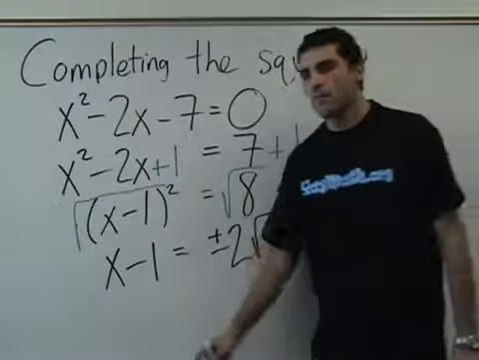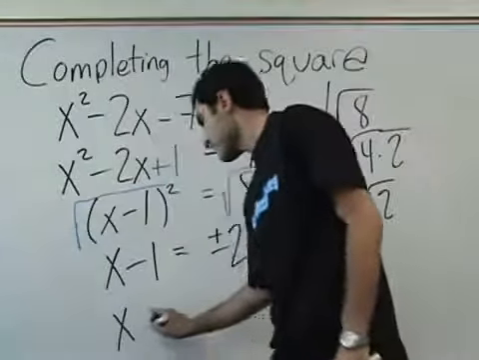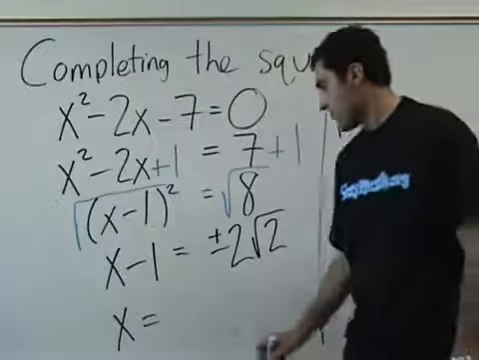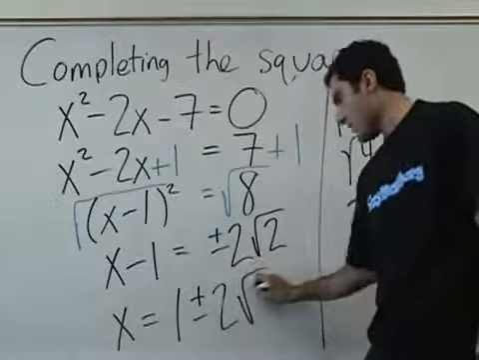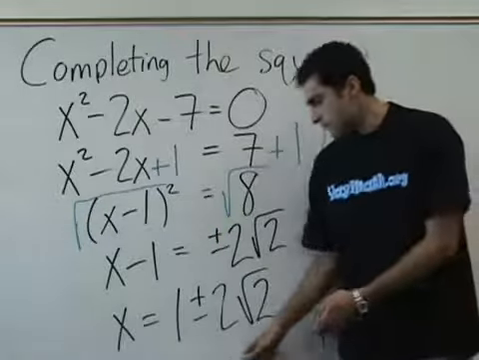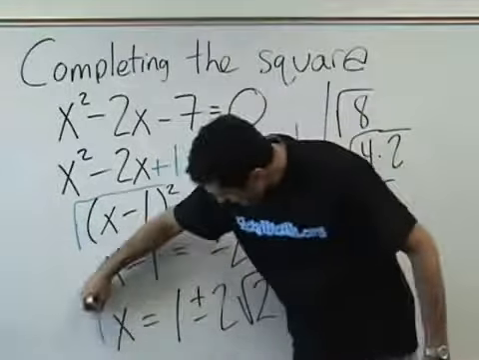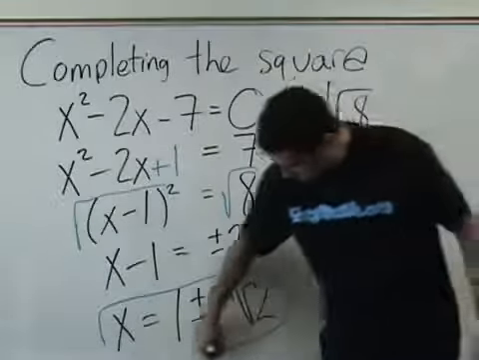Plus 1 on both sides. So it's 1 plus or minus 2 square root of 2. Okay. Yay.